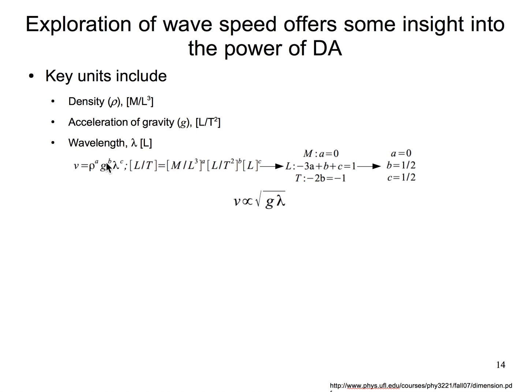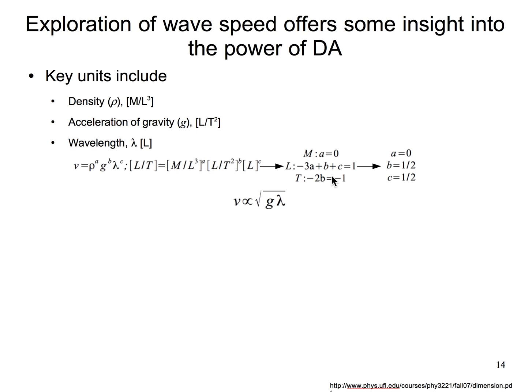And once again, we're using this formalism that we're going to take each parameter that we think is relevant, raise it to a power, and then we're going to evaluate those powers. So we have density rho, which has units of mass per cubic length, acceleration of gravity, length over time squared, wavelength is length. So on the left we have velocity, length over time, and then we have these three terms, this to the A, the mass divided by volume, length over time squared, that's the acceleration, to the B, wavelength to the C, and we get three equations.